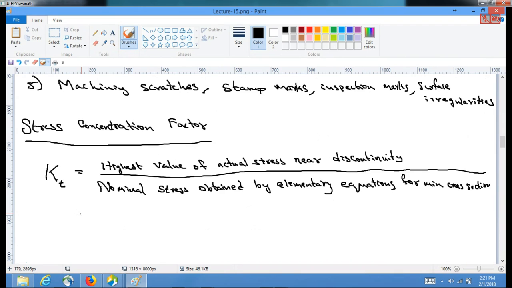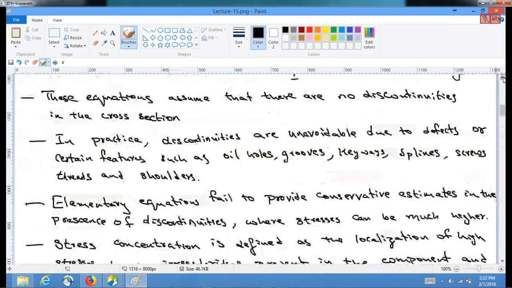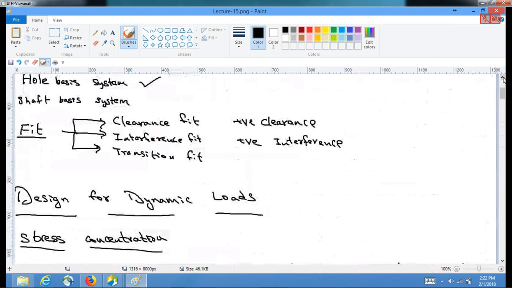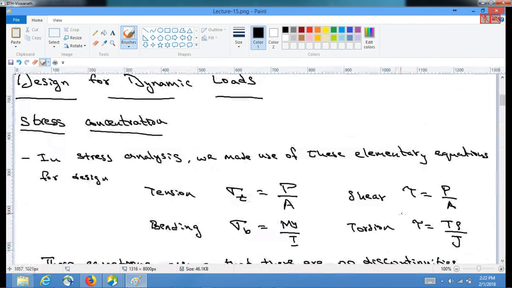So that can be written as sigma maximum, the stress that you have seen on the component, divided by sigma naught, or tau max divided by tau naught, where the numerator is the actual highest stress in the component, and sigma naught or tau naught are obtained through the fundamental equations which we have seen here. These are the sigma naught or tau naught obtained through these elementary equations.